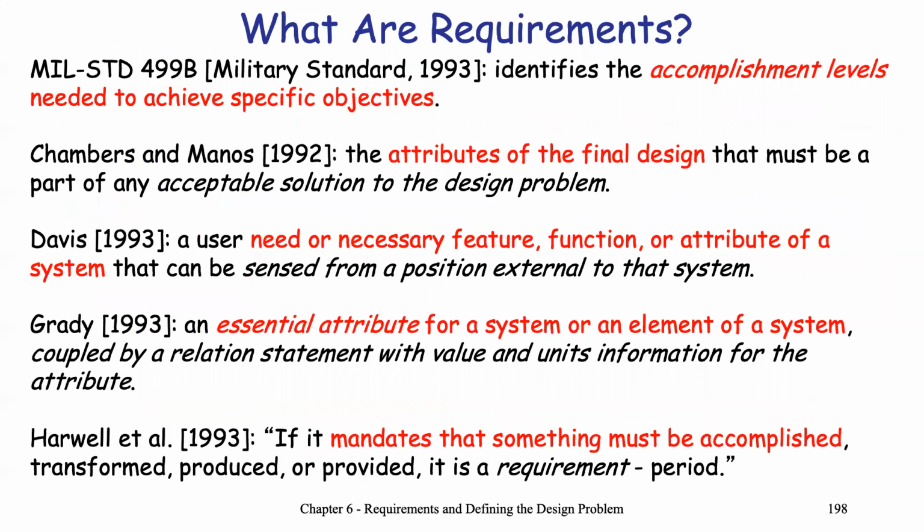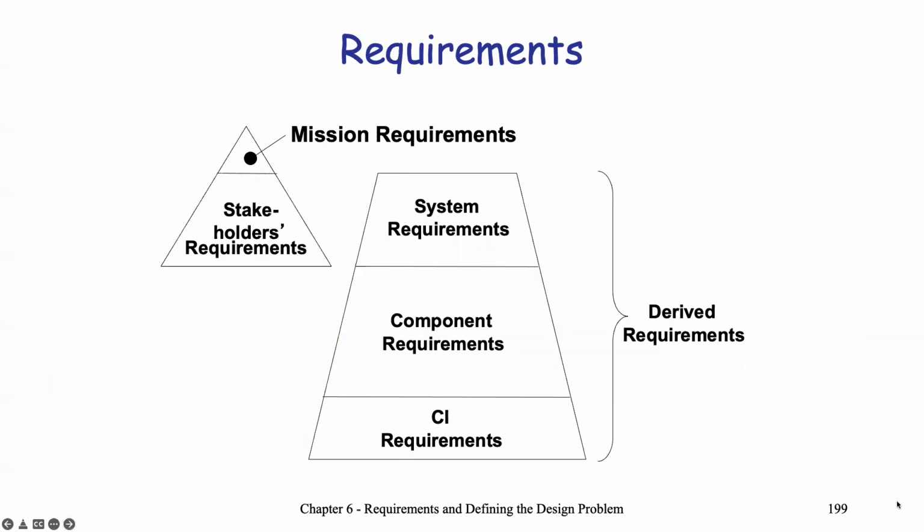An interesting question is to define what exactly is a requirement. I'm not going to read these in detail, but here are a couple of things from MIL-STD-499B: accomplishment levels needed to achieve specific objectives, attributes of the final design, a user need or necessary feature, function, or attribute of a system. An essential attribute for a system or an element of a system, or a mandate that something must be accomplished. Those are all examples of what you could consider a requirement.